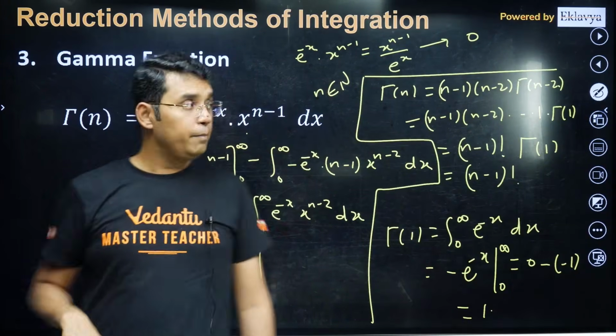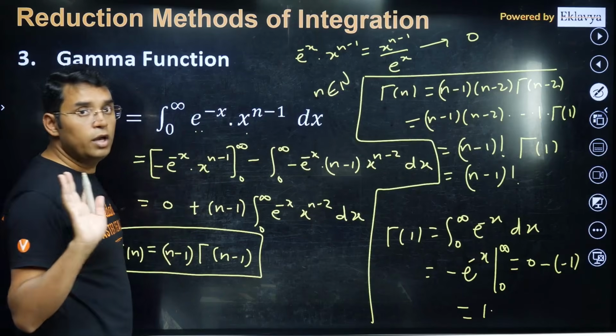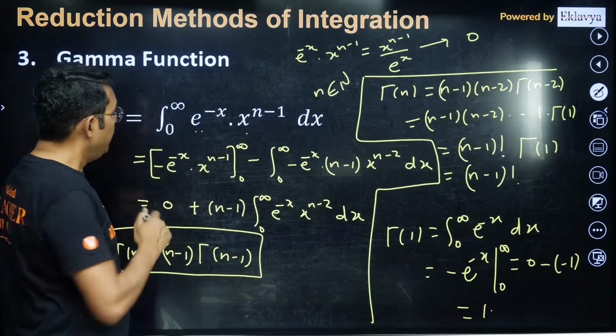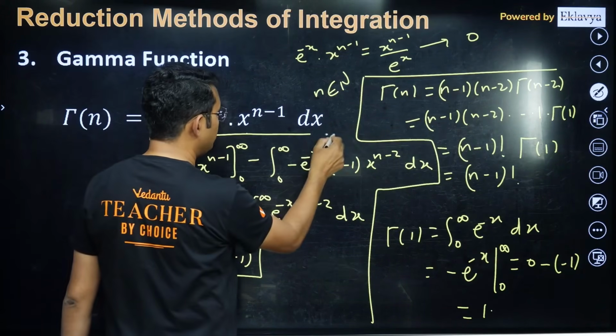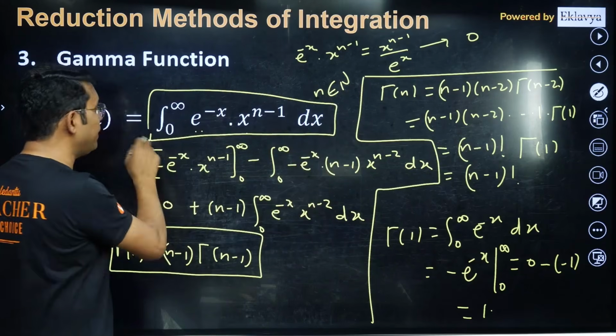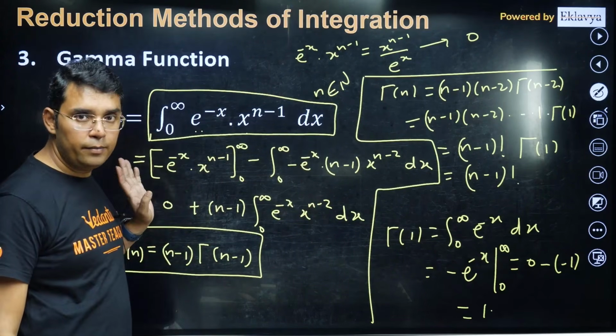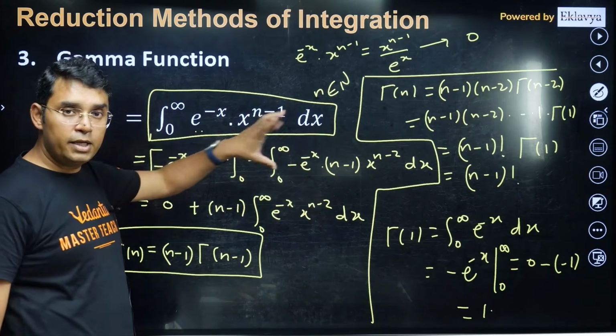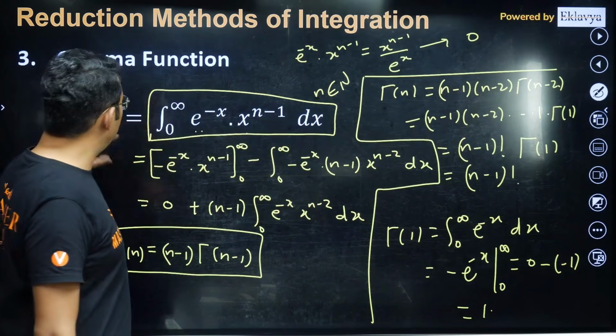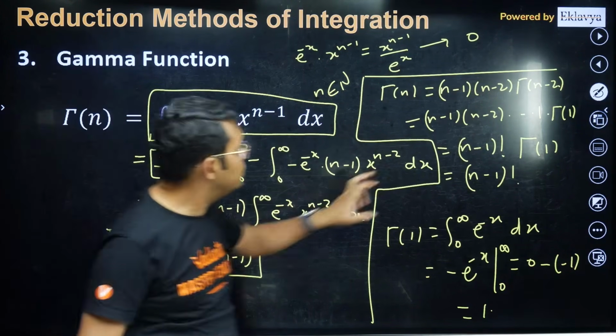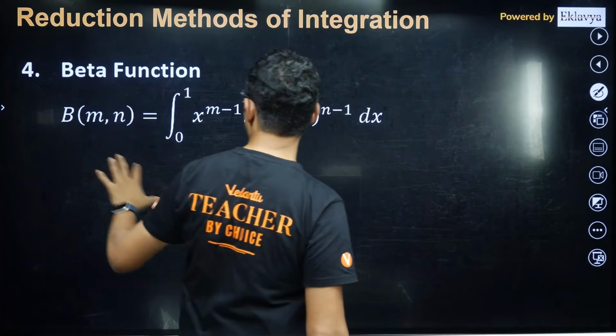Just remember this. But you have to remember this expression also, otherwise there is no point. You have to remember this integral also, that is gamma n, and gamma n is n minus 1 factorial. We will be using this in the beta function also, so you may remember it. Now, coming to the beta function.